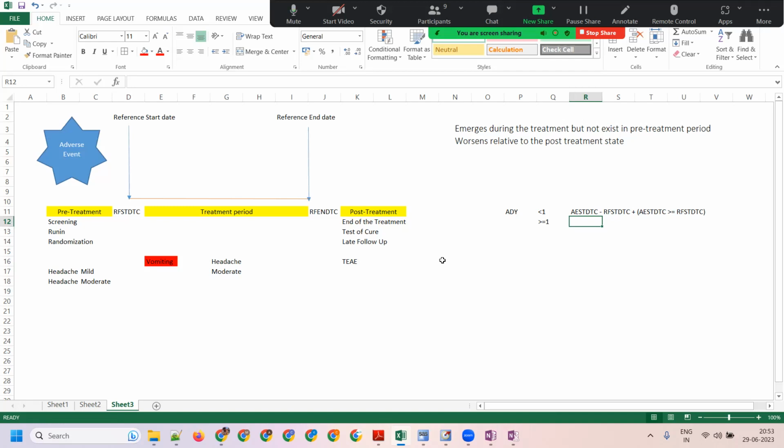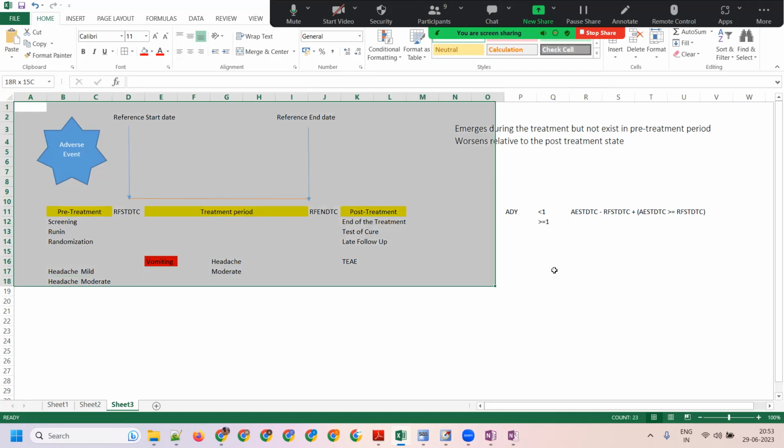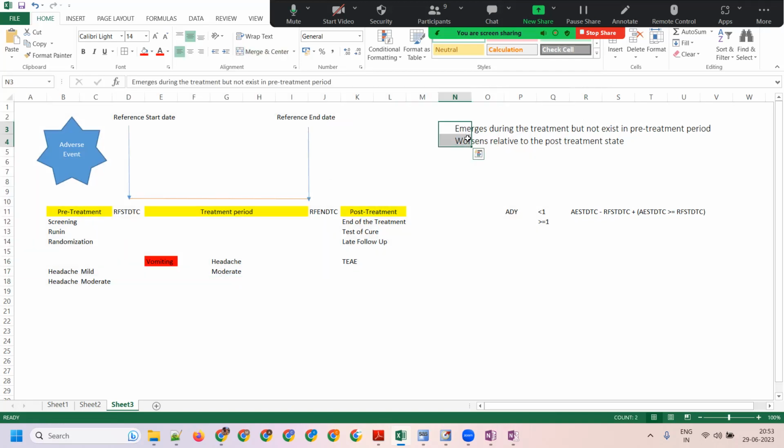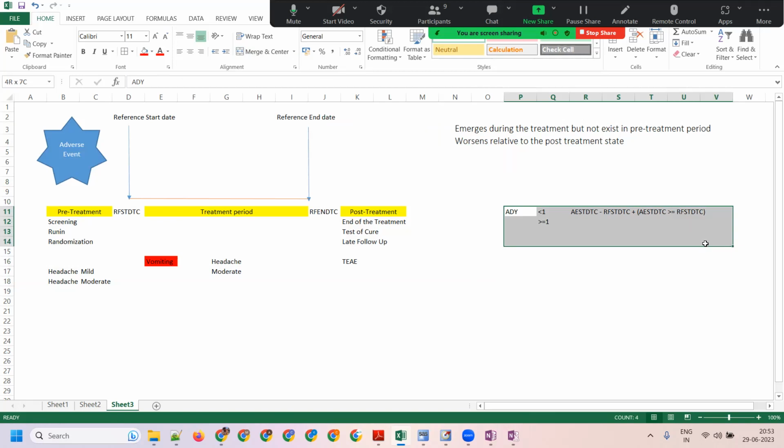First of all, the considerations and the basic definitions of your treatment emergent adverse event. Is this clear to all of you so far? Sir, can I ask one question? Go ahead. You're telling we are all considering ADaM. So in SDTM, we do not talk about any emergent flags, right? We don't. But wonderful question to bring up.